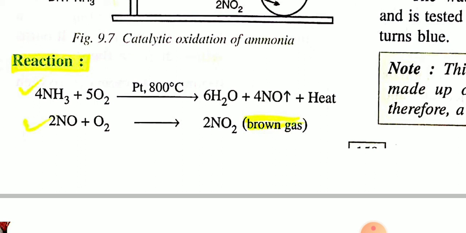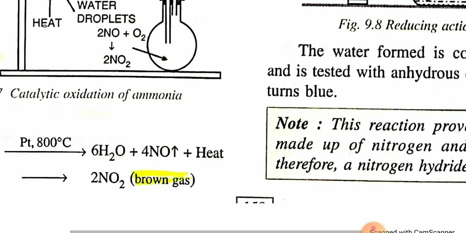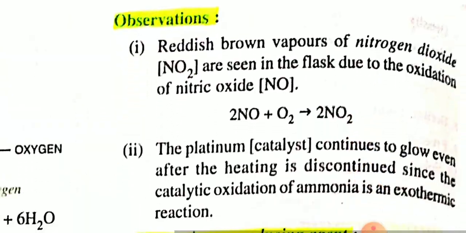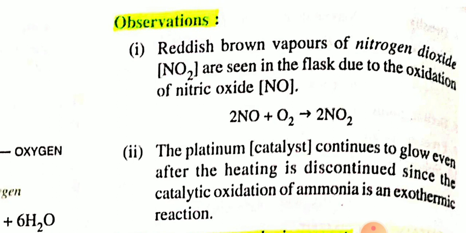The products are 6H2O plus 4NO, nitric oxide, plus heat, and NO further reacts with oxygen to give a brown gas, nitrogen dioxide, NO2: 2NO plus O2, arrow 2NO2. So the observation of this reaction is reddish brown vapors of nitrogen dioxide, NO2, seen in the flask due to the oxidation of nitric oxide.